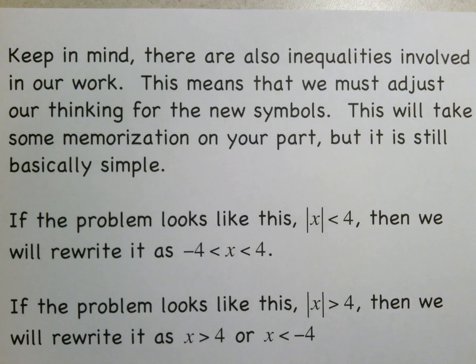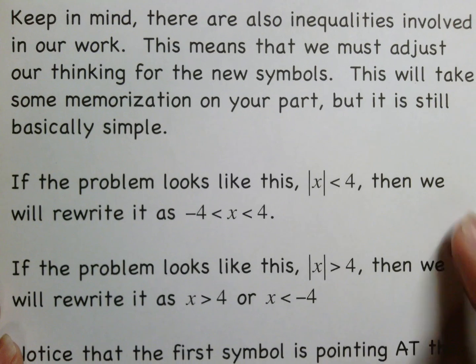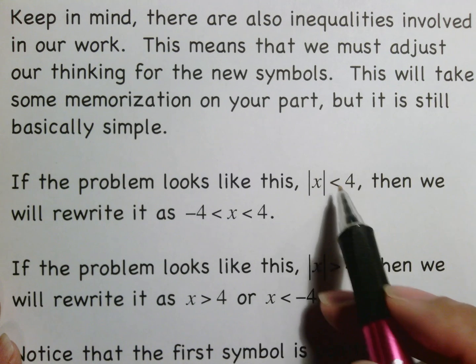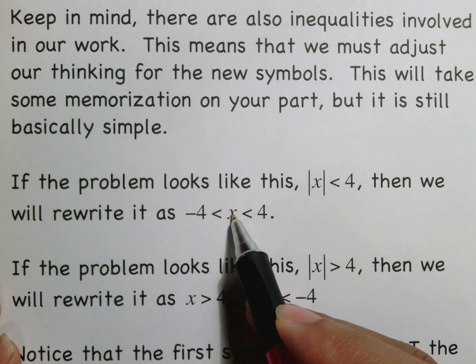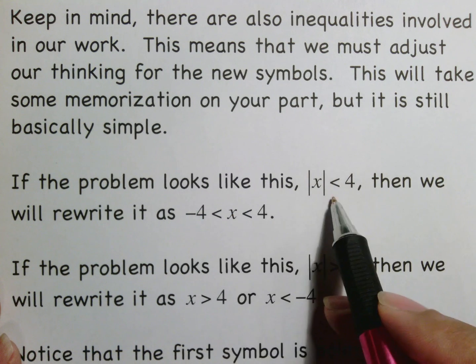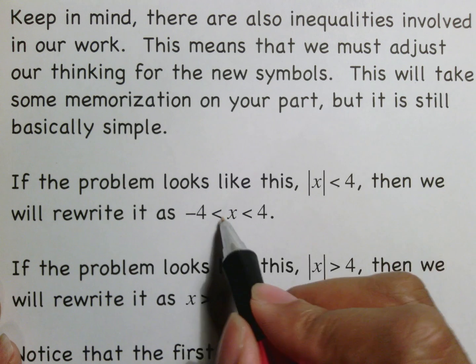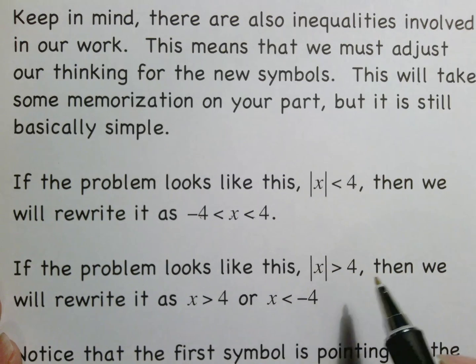This means that we must adjust our thinking for the new symbols. It'll take some memorization on your part, but it's still basically simple. If the problem has a less than symbol, in other words, if it is pointing at the bar, then we will simply rewrite this by putting a negative 4 in front, a regular x, and a regular 4 on the other part, with the symbol being repeated in between. So notice that this symbol is repeated. All we did was put a negative in front and go that way.